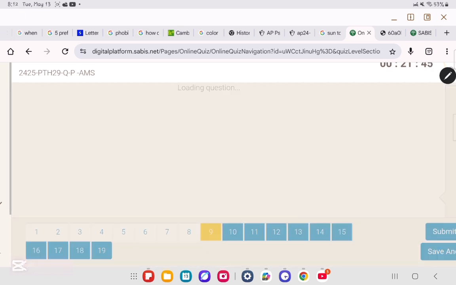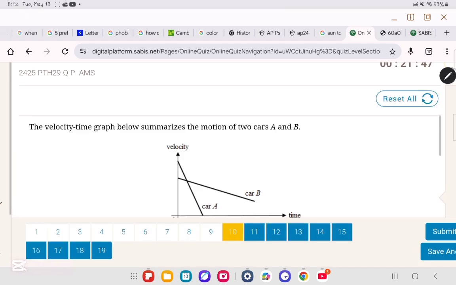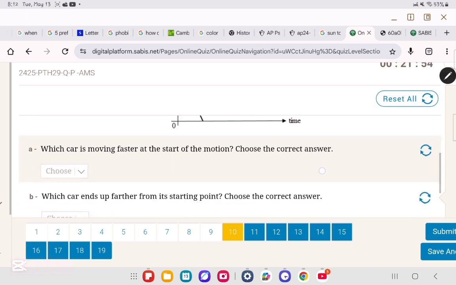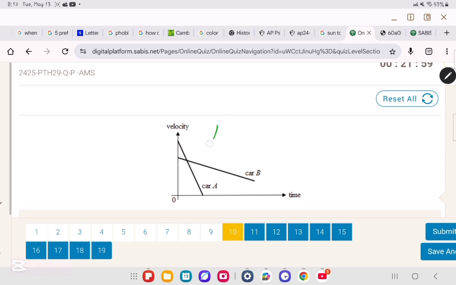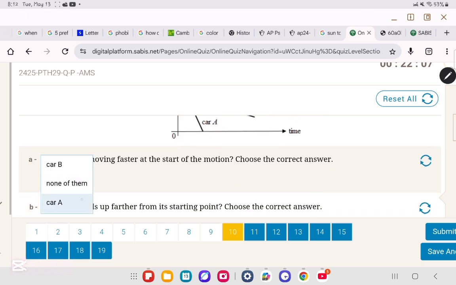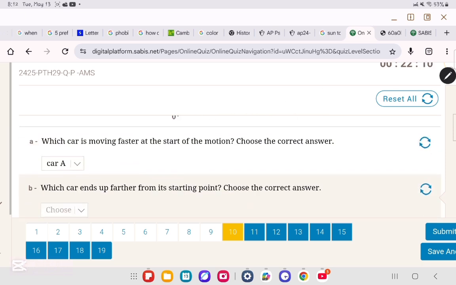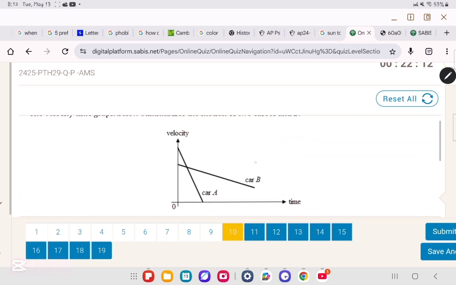We move on to question number 10. In question number 10, it says the velocity-time graph below summarizes the motion of two cars, A and B. Which car is moving faster at the start of the motion? Definitely the one with the steeper slope. The steeper slope means it is moving faster. So in this case, which car is moving faster? It's car A. Which car ends up farther from its starting point? So which car ends up moving a farther distance from its starting point? It's going to be the one that is more stretched out.